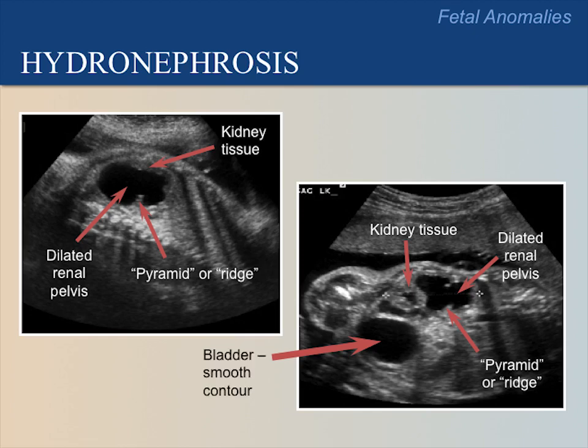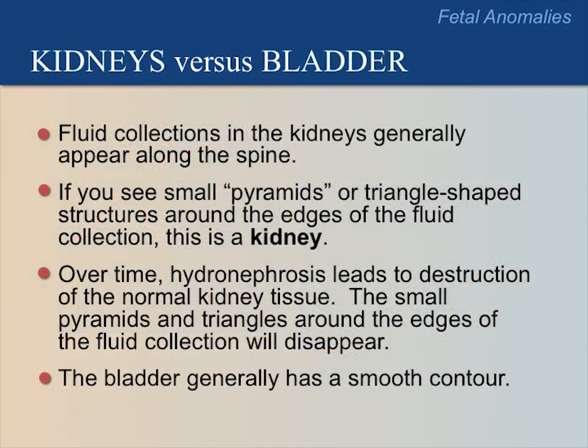The answer is that this is the bladder. Notice the smooth contour of the bladder and the lack of pyramids or ridges that we see in the dilated kidney. Now let's review how to determine if a dilated structure on ultrasound is the kidney, the bladder, or even the fetal stomach. First, fluid collections in the kidneys usually appear near the spine.